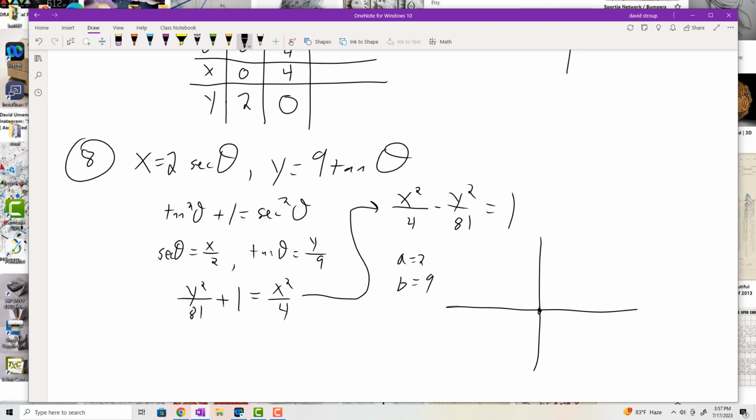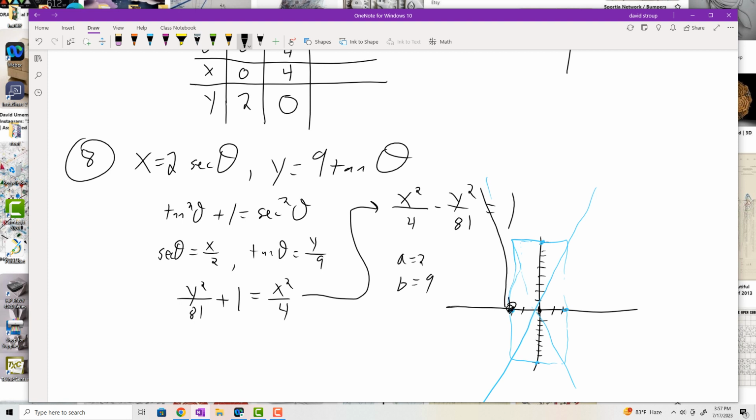The branches are on the horizontal axis. So anyways, 1, 2, 1, 2, 3, 4, 5, 6, 7, 8, 9. I'll do my box. So here's my box. I'm not going to worry about foci or anything. I'm just going to get my box, asymptotes, and then my branches are on the x-axis.